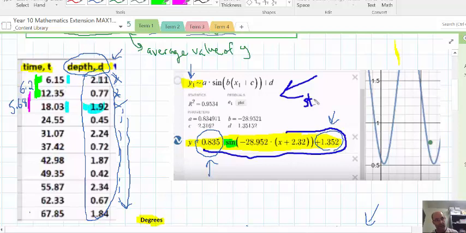So if you're looking at the data above, peak to peak first occurs here from there to there. So that's a peak and that's a peak, and that's the distance between, so it's 18.03 minus 6.15, which is 11.88. And you're finding the average of all of those. So from there to there, then back to there, so 31.07 minus 18.03, see how they're both peaks? 42.98 minus 31.07, they're both peaks, and so on. Another thing you could try is the high peaks to the high peaks.